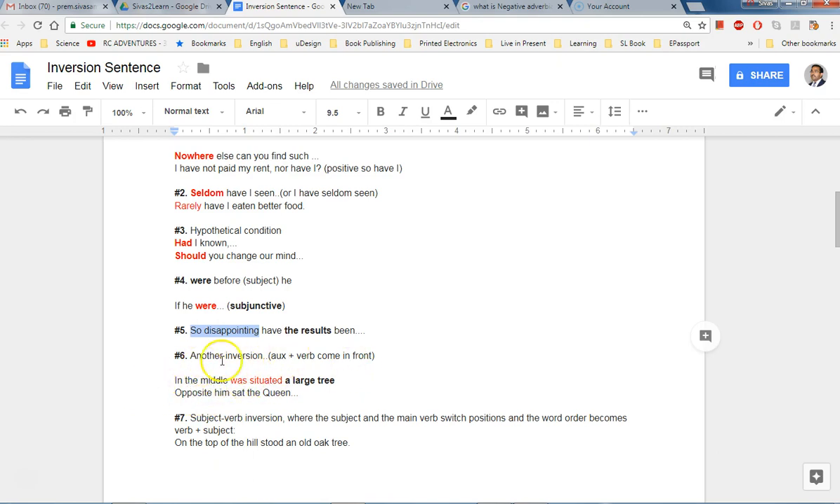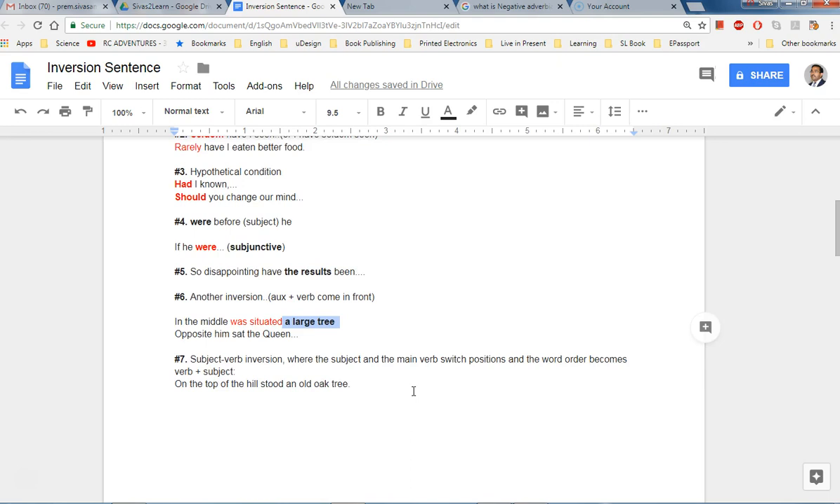Sometimes you use it in the middle of the sentence, such as, in the middle was situated a large tree. You see, in the middle is a phrase, was is the auxiliary and then the verb, a large tree is in front, right? This is the subject. Actually, a large tree was situated in the middle. That's the exact same sentence, right? You just inverted it in a different way to make it emphatic.